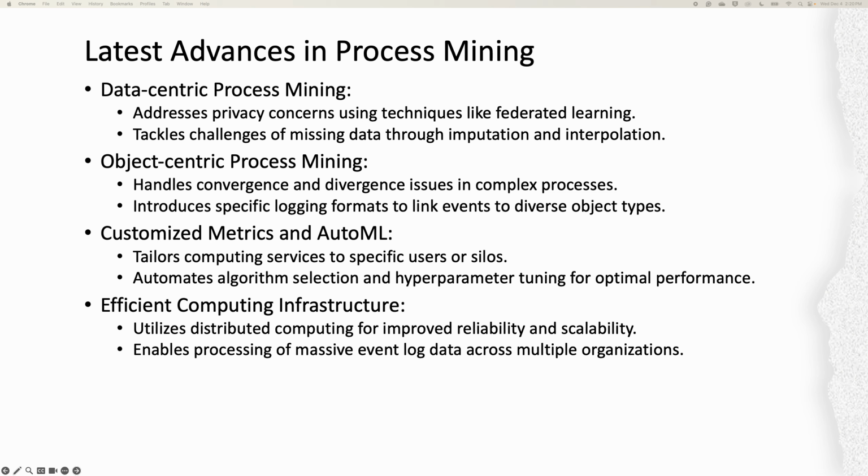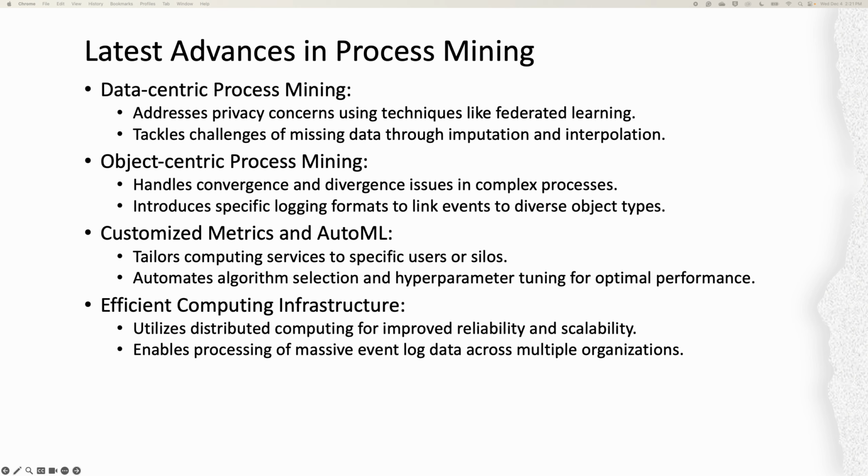And then since the data is taken from different sources, there is also a chance of having missing data. Even that is taken care of by data centric process mining. And then we have object centric process mining, which handles convergence and divergence issues in complex processes. And then we have customized metrics in AutoML.